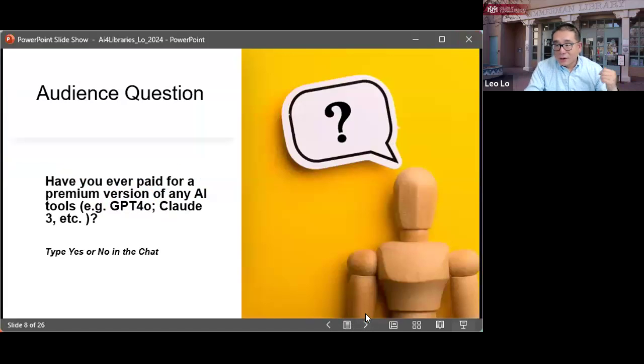So I know you cannot type it in the chat, so raise your hands again. Have you ever paid for a premium version of AI tools, like the pay version, the subscription version of ChatGPT or Claude, or any of the things that you have to pay a subscription fee for? So I'm seeing some, a lot fewer than the people who have tried just regular ChatGPT, like 40 people. So that's good. That's really consistent. And I'll tell you why I asked you this question in a bit.